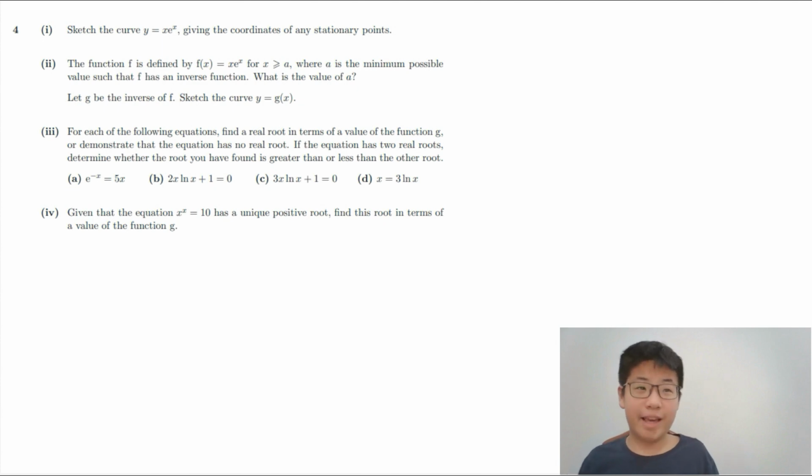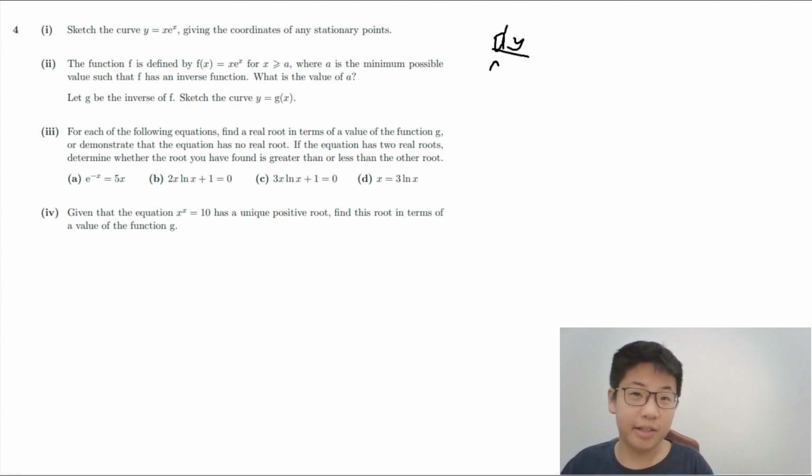Sketch the curve y equals x times e to the power of x, giving the coordinates of any stationary points. First we have to get the coordinates of the stationary points, because that's what I would usually do first, but either way you could draw the graph first. In this video I will show the stationary points first. So, how do we find the stationary points?